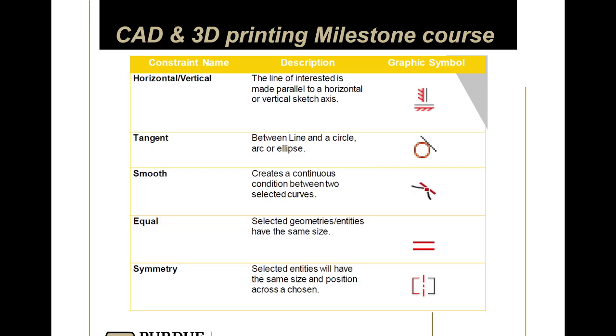Anyways, there's a couple others, horizontal and vertical, that kind of makes sense. Tangent, we used a little bit last week to make the nice smooth transition from arcs to lines. I personally am a big fan of tangent lines, just because it makes things nice. But there's all these as well, like smooth, equal, symmetry. You kind of get the idea. I'm not going to go over the definition of all of them.